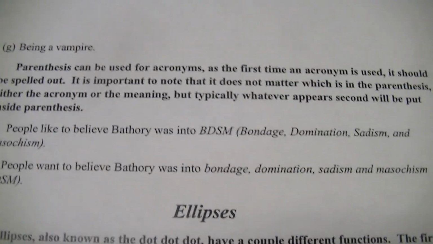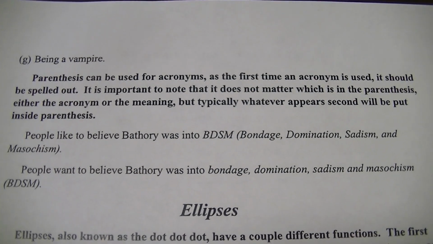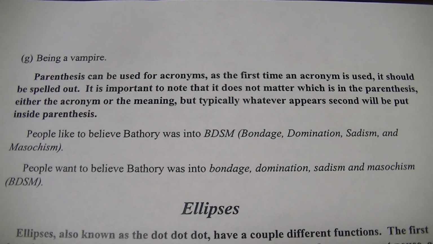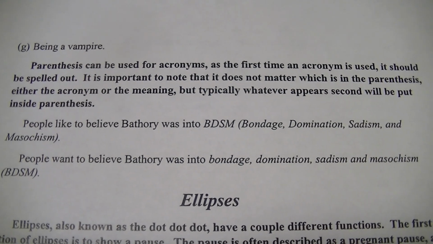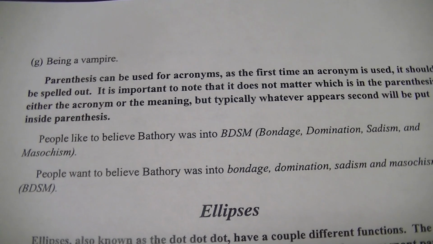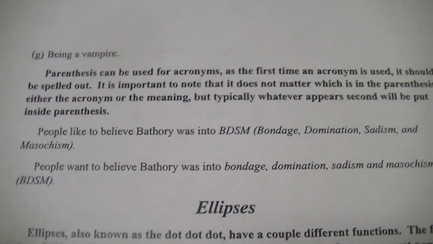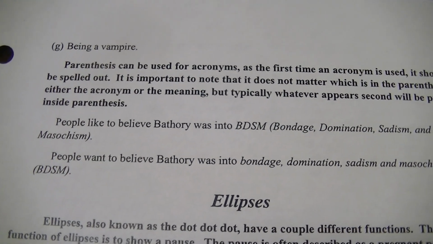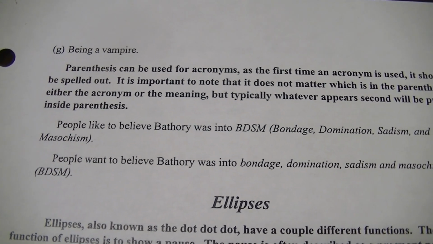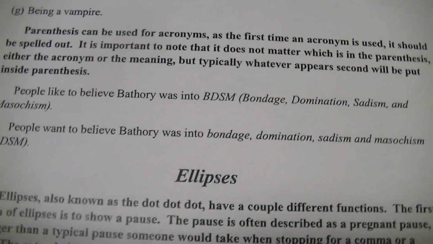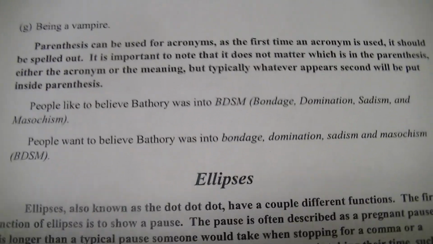So, all right, let's look at the next thing about parentheses. They can be used for acronyms, such as the first time an acronym is used, it should be spelled out. It's important to note that it doesn't matter which is in the parentheses first, it's usually what occurs second. So whether you say MAD (Mothers Against Drunk Driving), or if you said Mothers Against Drunk Driving (MAD), doesn't matter either way, right? So typically whatever appears second will be put in parentheses. So let's look at that.